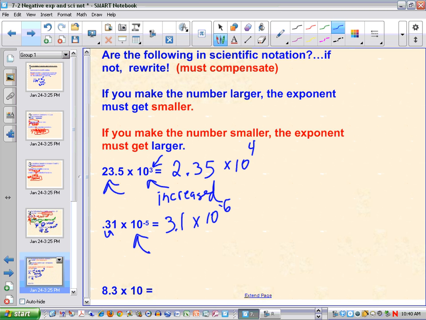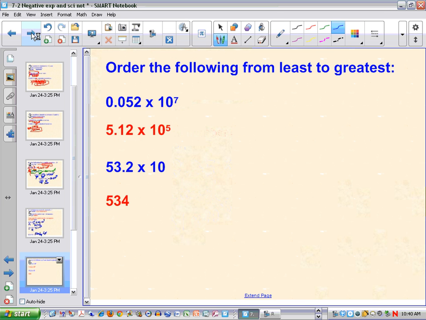Last one. Already scientific notation. All right. Order the following from least to greatest. So what you want to do here is put them all in scientific notation and then compare them. They're very easy to compare if they're in scientific notation. So let's put them in scientific and compare. He would be 5.2. So he gets increased by a factor of 100. So the other guy must be decreased by a factor of 100. So that'll become 10 to the 5th.